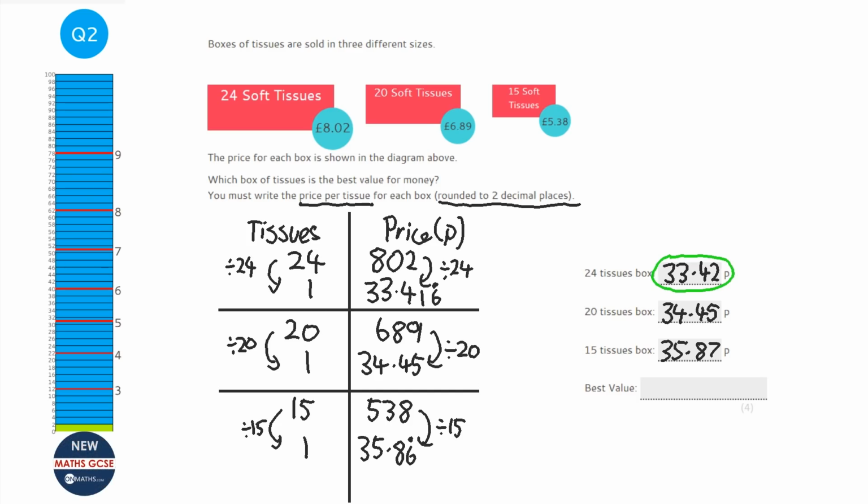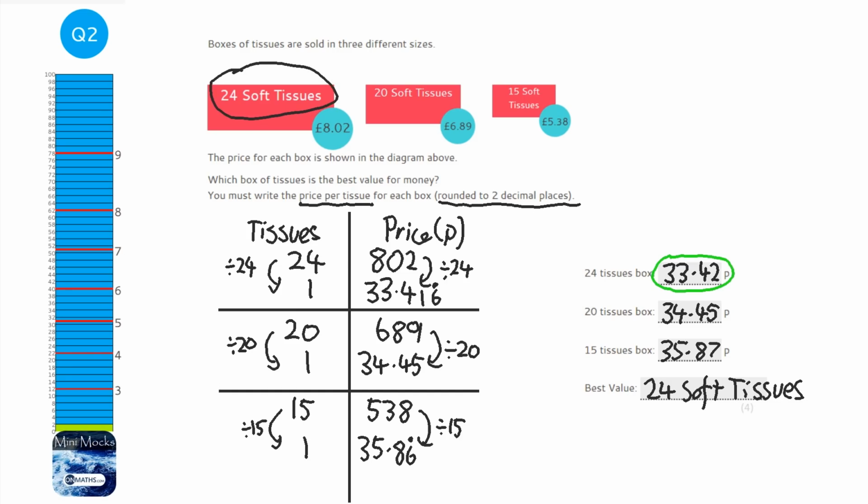Well, which one would you rather buy? Well, I'd rather buy the one that the tissues cost the least. So the best value is the 24 soft tissues. Now, in your answer, make sure that you write exactly the same as in the question, so that it's absolutely clear which one that you think is the best value.